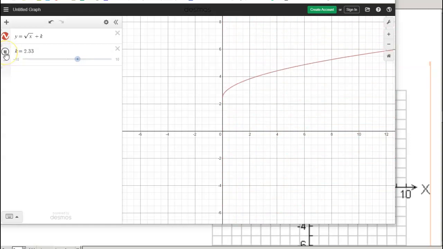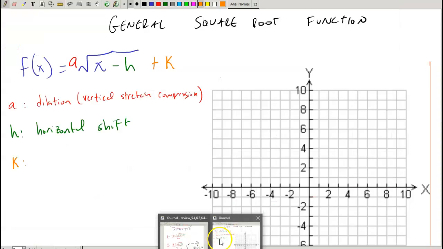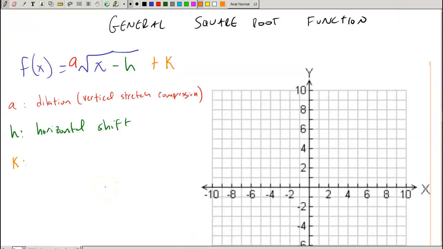So pretty simple there, and that is the case for all of these different translations and transformations. It basically has the very similar effects on any function that we choose, whether it be a square root function, whether it be quadratic or linear. It doesn't really matter. These patterns always hold true. So k is just a vertical shift up or down.